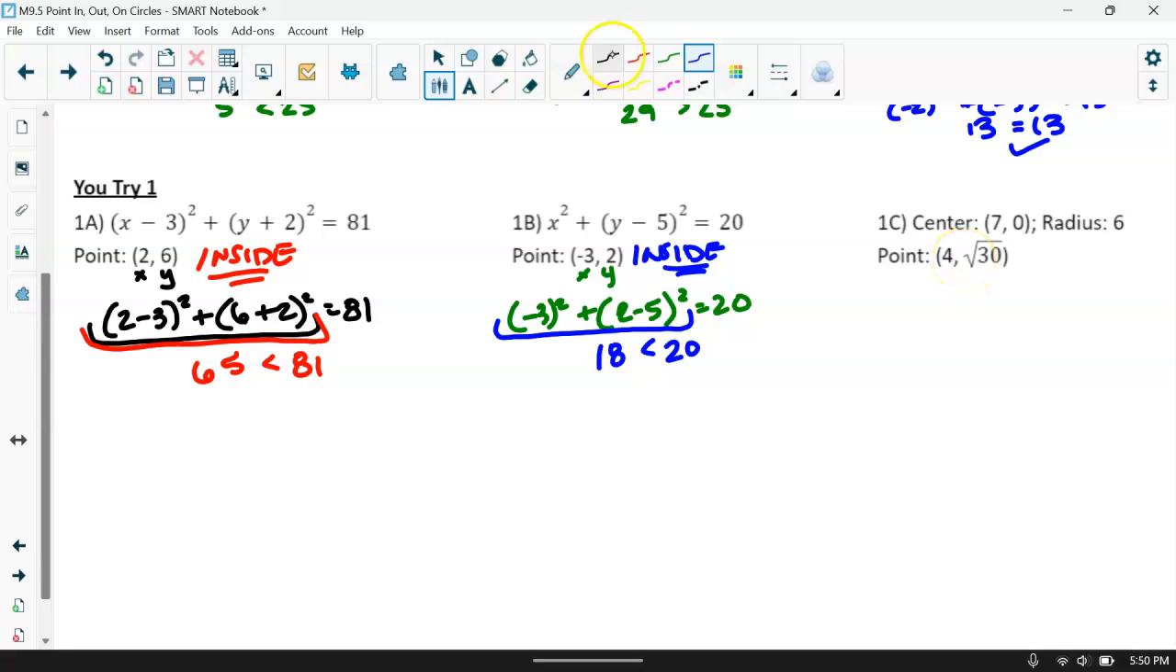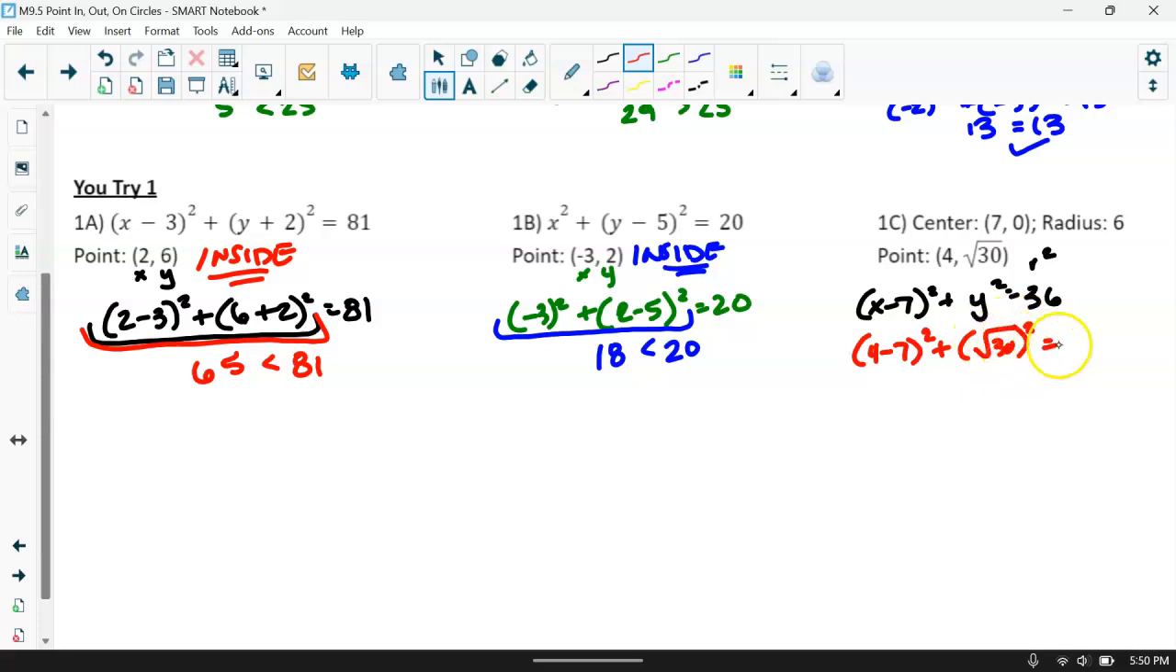So then the last one here. Again, now notice you had to create the equation. So this is (x minus 7) squared plus y squared is equal to 6 squared, right? Remember r squared, which is 36. So that's your equation. Then here, substitute. X is 4, so (4 minus 7) squared plus y, which is radical 30 squared, equal to 36.